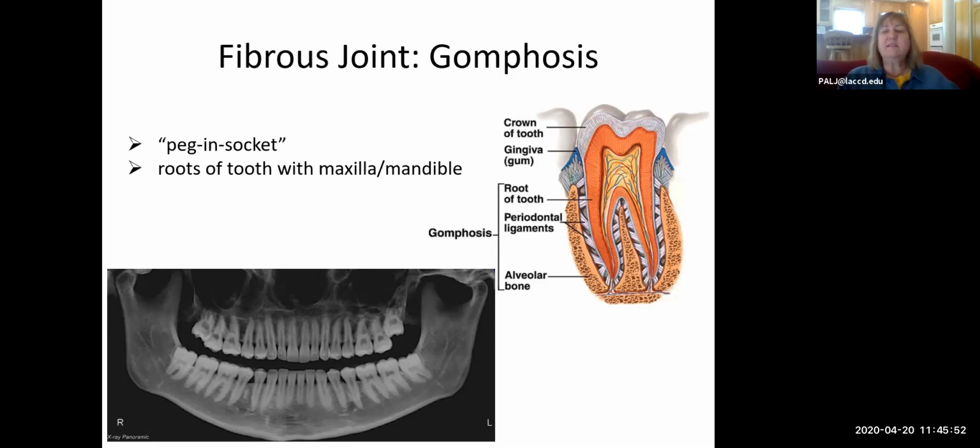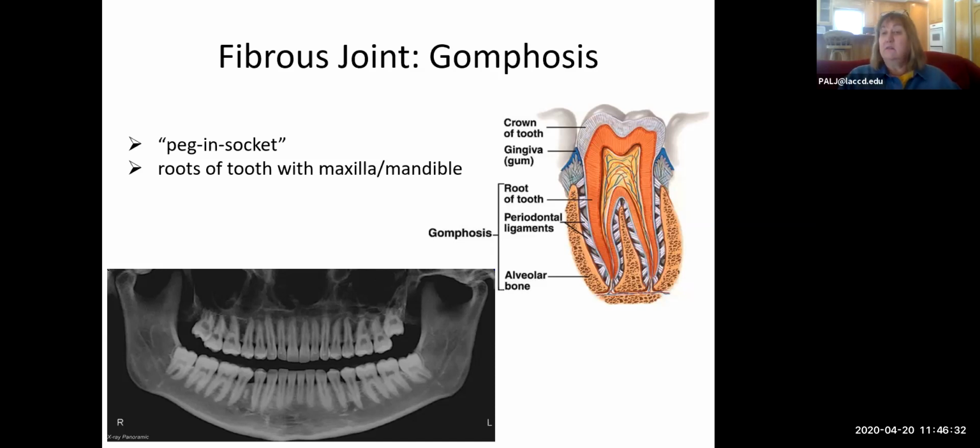Okay. So what this means is a peg in a socket. And so every single one of your teeth forms a gomphosis with either the mandible or the maxilla. Okay. And so if we were to look at this, this is obviously a mandible because it's showing a tooth going in a downward location. And so we have bone, and between the bone and the tooth, there are ligaments, what are called periodontal ligaments. So those are pieces of dense connective tissue, fibrous connective tissue.